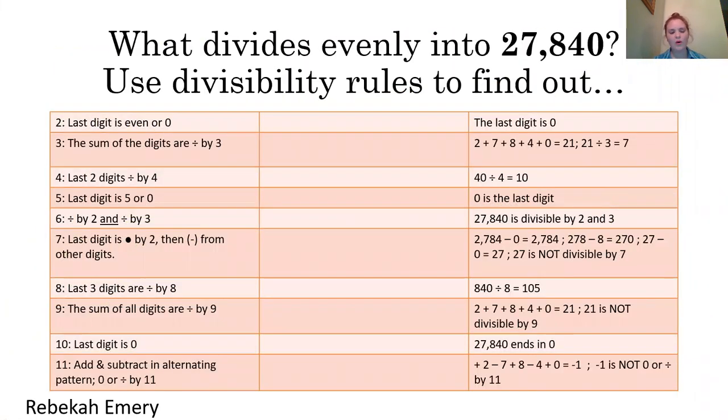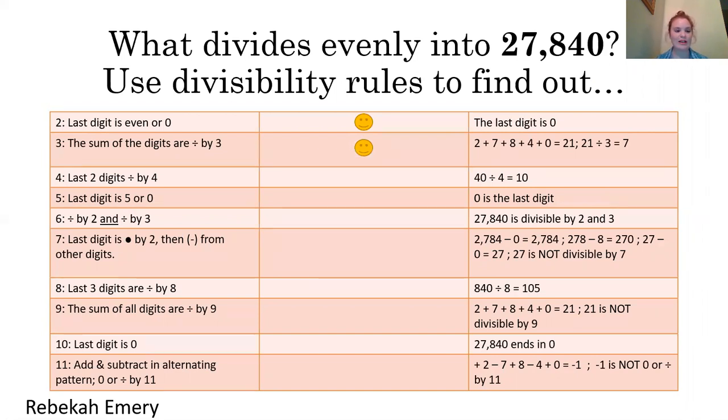So the question is, what divides evenly into 27,840? Well, we'll use the divisibility rules to find out. A number is divisible by 2 if the last digit is even or is 0. So we see that our number ends in a 0, so that is a smiley face. The number is divisible by 3 if the sum of the digits is divisible by 3. So 2 plus 7 plus 8 plus 4 plus 0 equals 21. 21 is divisible by 3, which equals 7, so that is a smiley face.